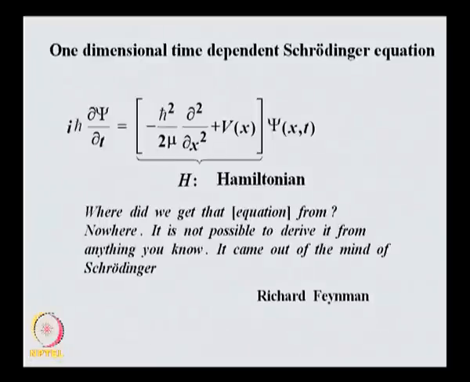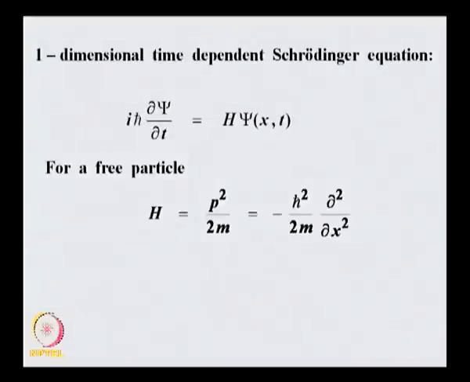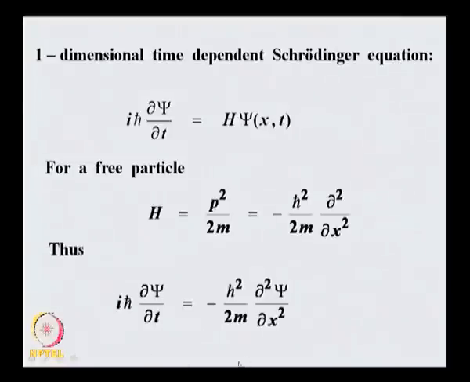Actually, we did give a heuristic derivation of the Schrodinger equation, but that lacked rigor. So, we say that the Schrodinger equation came from the mind of Schrodinger. So, this is my Schrodinger equation, and for a free particle V of x is 0. So, my Hamiltonian is p square by 2 m, which is equal to minus h cross square by 2 m del 2 by del x square. So, this equation is the one dimensional time dependent Schrodinger equation for a free particle.